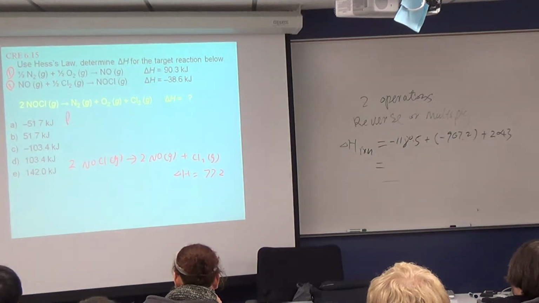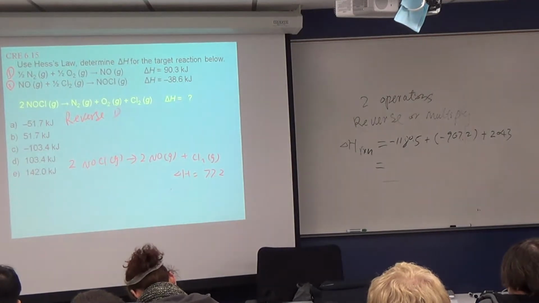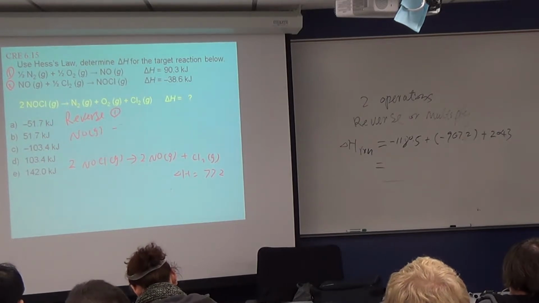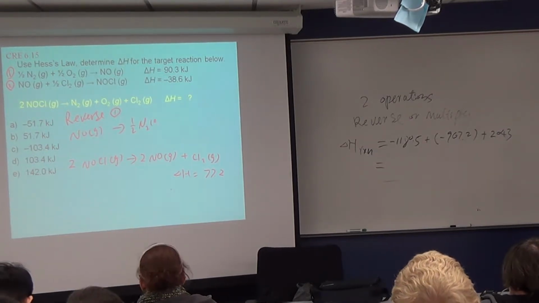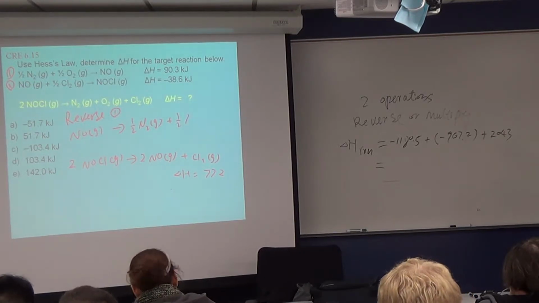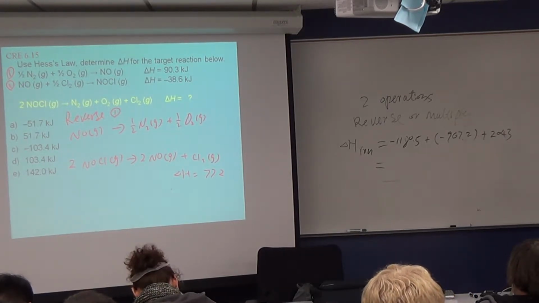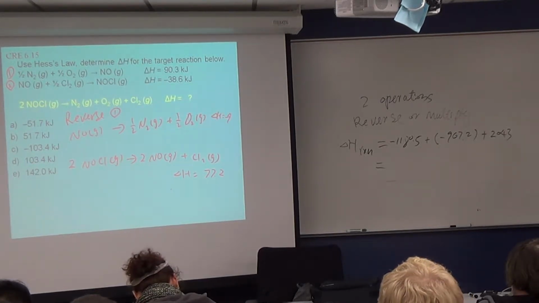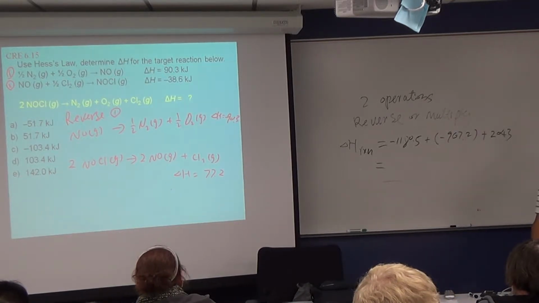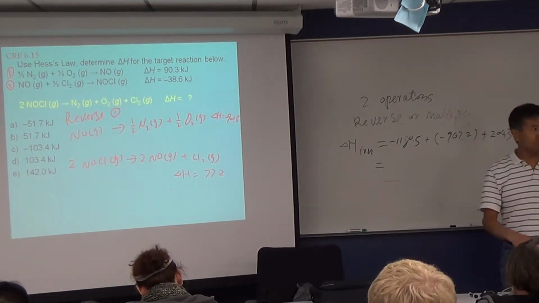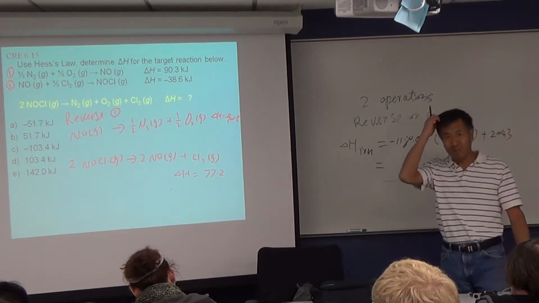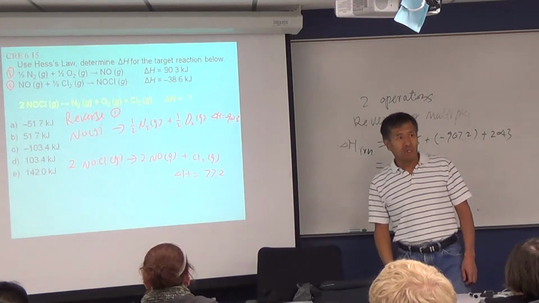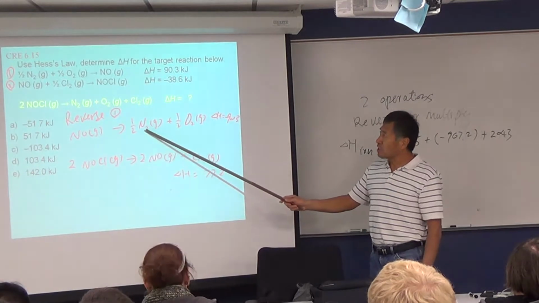And so we'll do the same. Reverse 1. Now that's reverse 1. So we'll have NO gas and half N2 gas, and then plus half O2 gas. And now this delta H will become what? Very good. That's negative 90.3. And we did not do anything else yet. We just simply reverse. If you simply reverse the equation, you just change the sign. So if you have initially positive, that becomes negative.